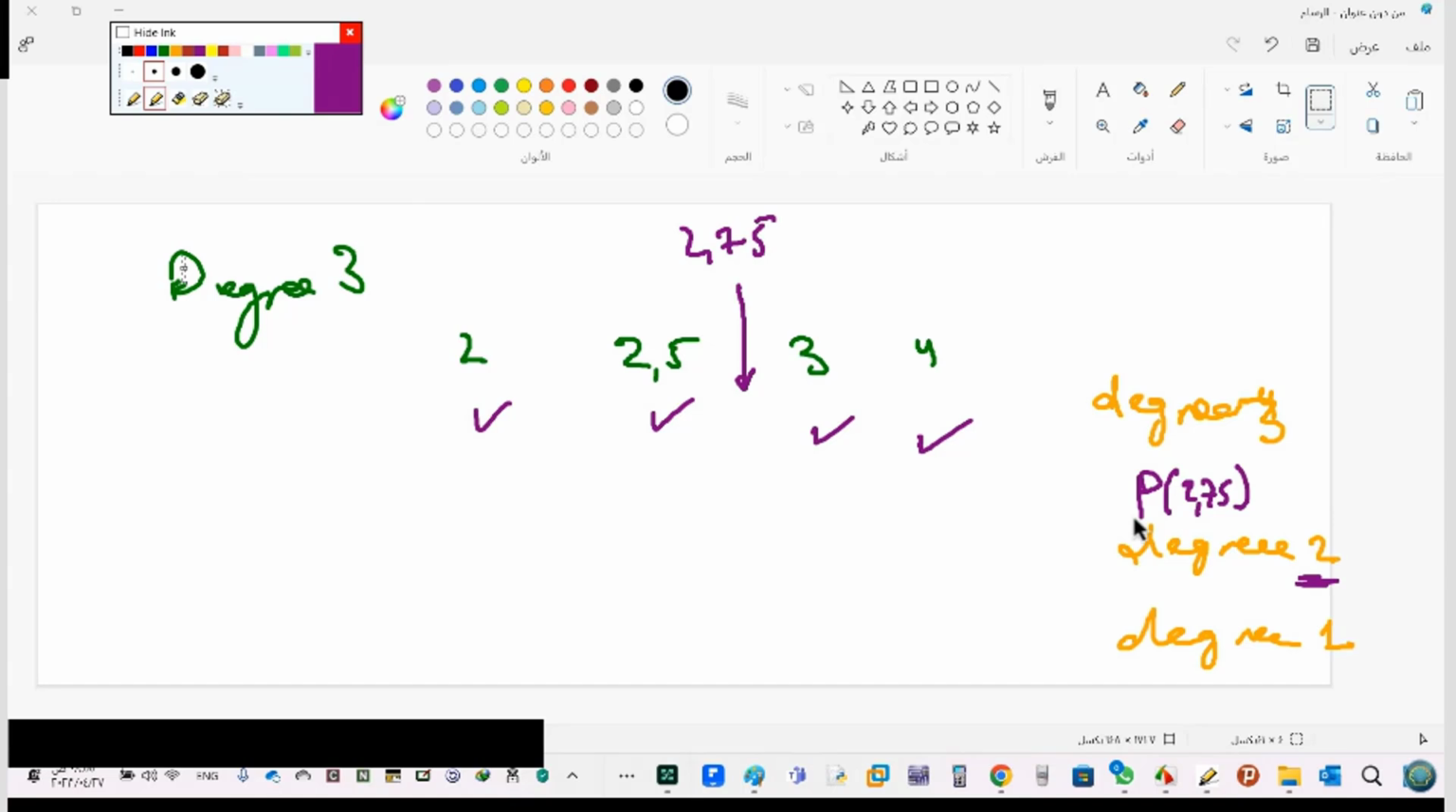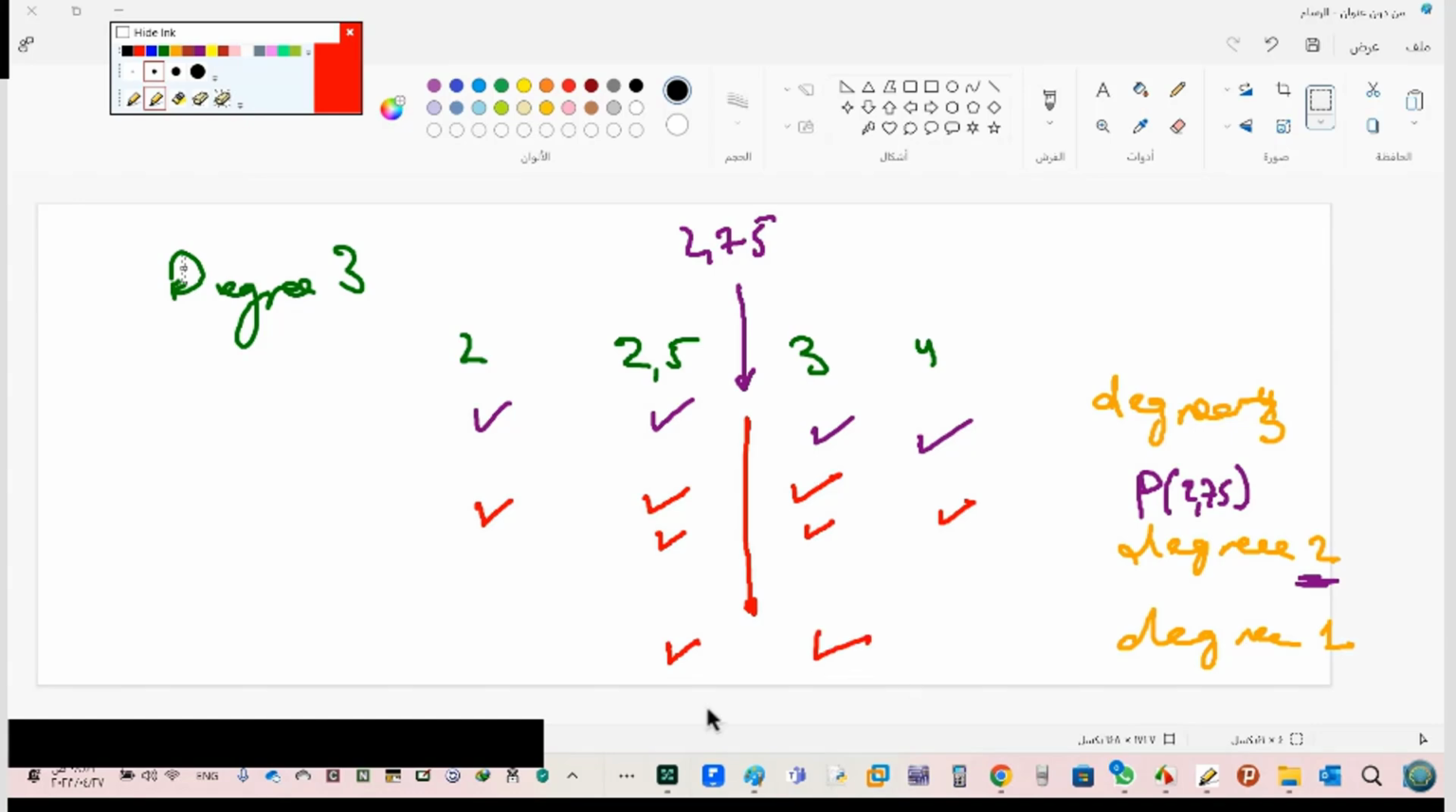2.75. I need 3 points. So this is 1, 2, 3, or 1, 2, 3. This is correct. I need 3 points. So I need 2 points before and 1 point after, or 1 point before and 2 points after. Got the idea? For degree 1, I need 1 point before and 1 point after.